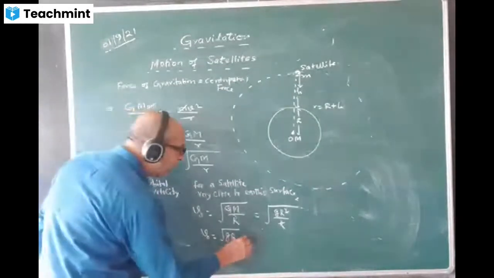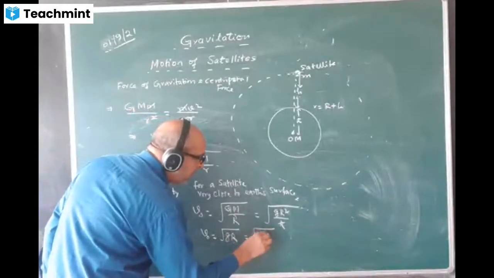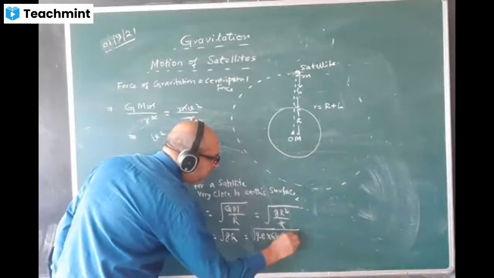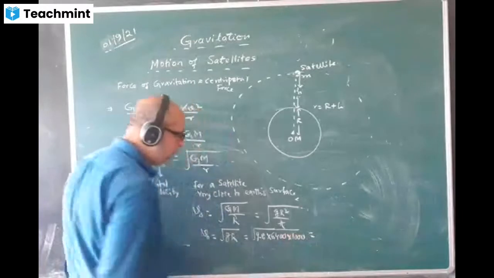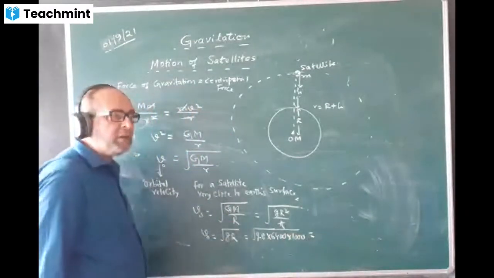So if you put the value of g as 9.8 and the value of R as 6,400 kilometers, that is 6,400 into 1000, your answer will come now. Calculate this.